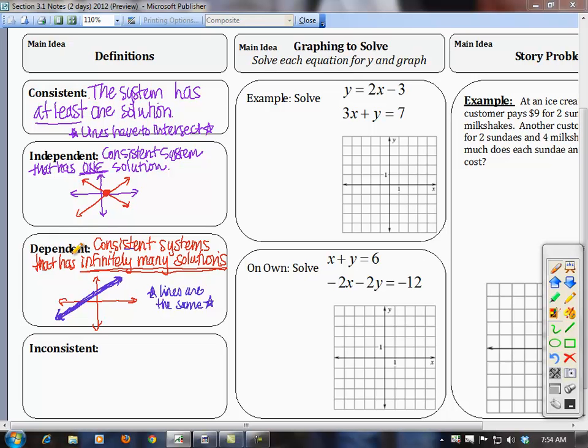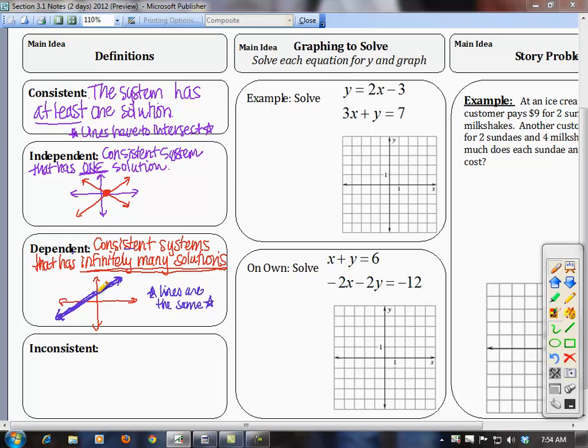And basically, if the lines are going to intersect, you're going to have two classifications. It's always going to say consistent, and then you're going to have to tell me, does it intersect once? That means it's independent. Or does it intersect all the time? That means it's dependent.